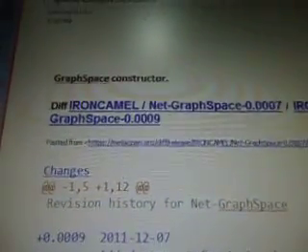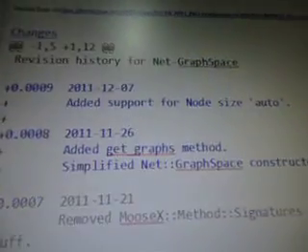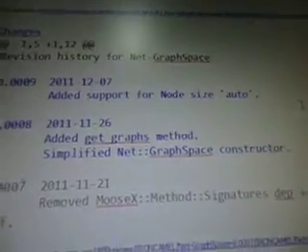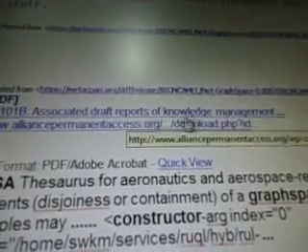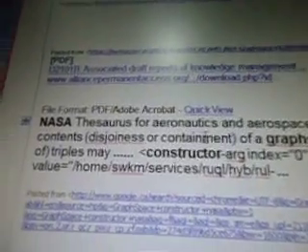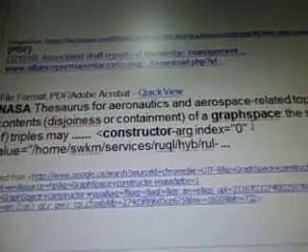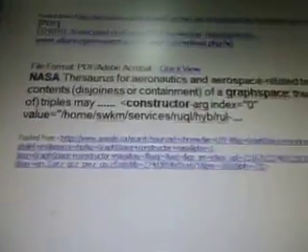It's Diff IRONCAMEL net graphic space 00007 IRONCAMEL net GRAPHSPACE. And the changes, it says revision history for net GRAPHSPACE, added support for no size auto, and of course I have no clue what it means. Okay, also comes up associated draft reports of knowledge management, and then a NASA thesaurus for aeronautics and aerospace related topics, the contents, disjointness or containment of a GRAPHSPACE, the same subset of triples, constructor, whatever, blah blah blah. All these links will be posted on my blog, okay, so you can look at them.